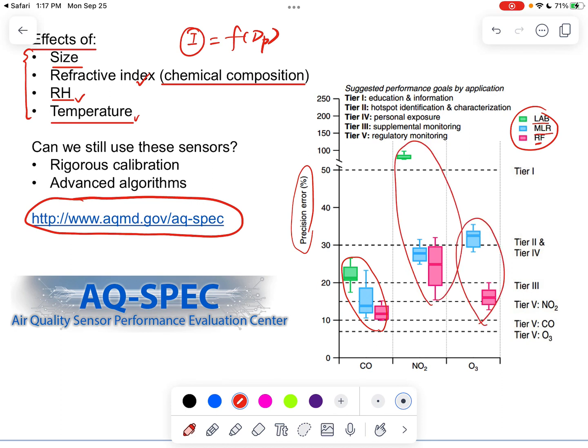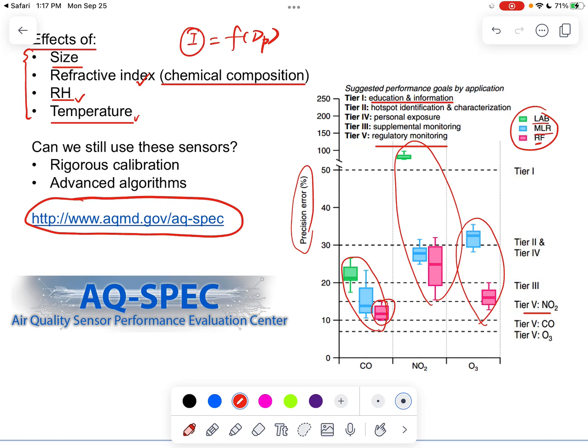And at the same time, here the authors listed the requirements for different tiers for measurements, right? So for example, tier 1, that's for education information. You don't really require a very low precision error here, right? And tier 2 is hotspot identification, characterization, as long as you don't need to quantify these pollutant concentrations. They don't need, I would say, high accuracy either. So the regulatory monitoring is the one that requires a very high accuracy, right? But you can see that through these improvements in the algorithms, we can further reduce the error here so that some of them can even be used for the regulatory monitoring, okay?